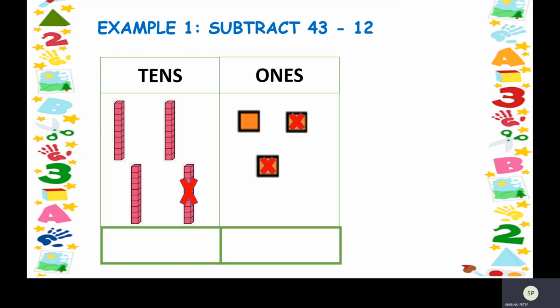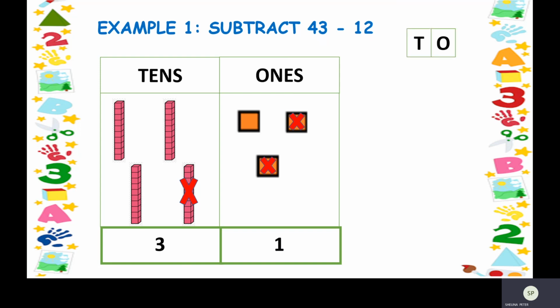Can you see this? Now the next step is we are going to count the number of blocks that are left and write the numbers in this box. So starting from the ones place, how many blocks are left here? Only 1 block. And at tens place, how many blocks are left? Let us count. 1, 2, and 3.